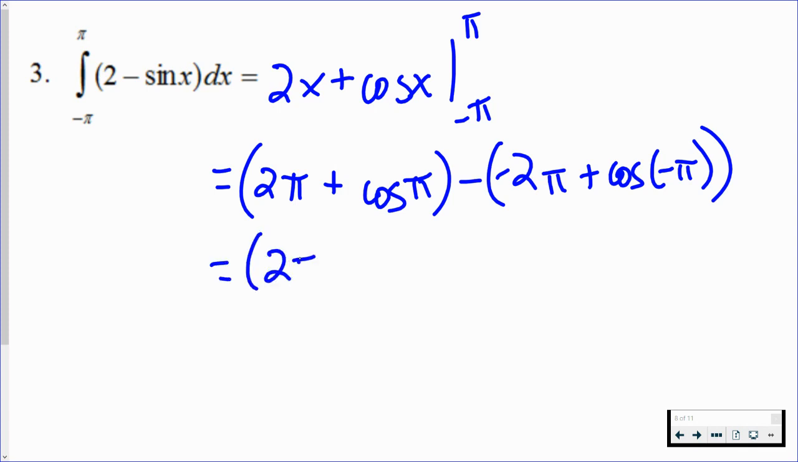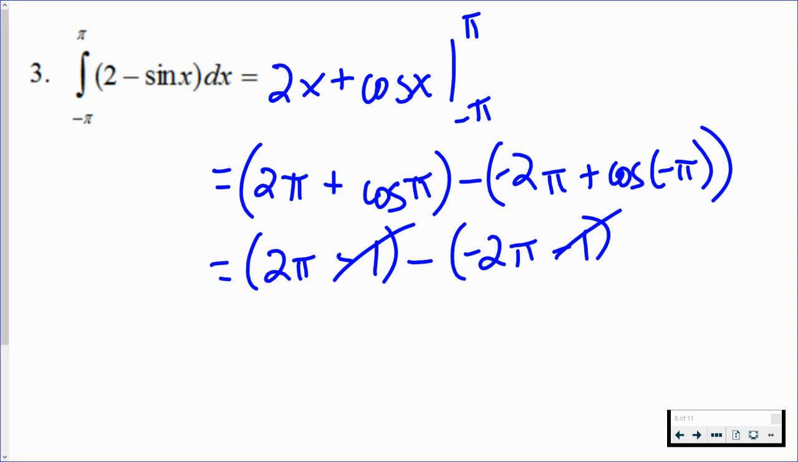Okay, let's simplify down. 2 pi minus 1 minus negative 2 pi minus 1. Okay. Notice we have negative 1 minus negative 1. That's going to cancel out. 2 pi minus negative 2 pi becomes 2 pi plus 2 pi, which is 4 pi.